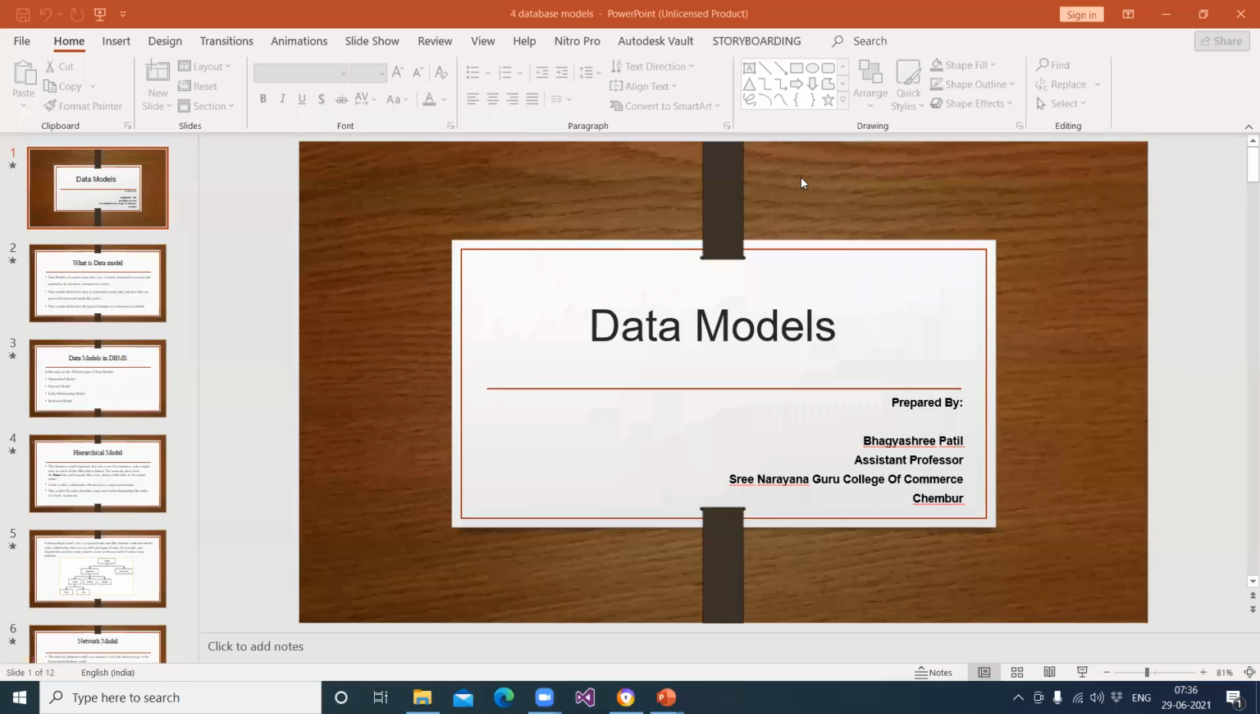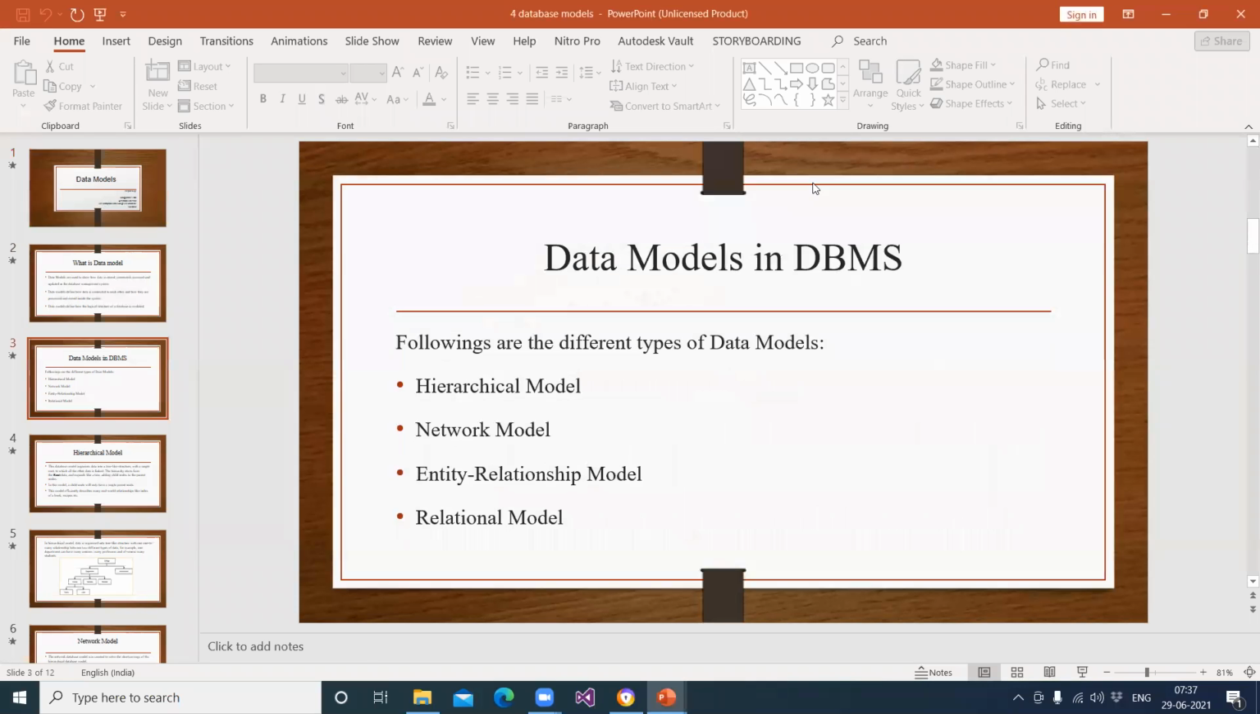Data models are used to show how data is stored, connected, and updated. How the data will be stored, how the data are connected to each other, that is what we are going to show in the data models. There are different types of data models. Already we have covered them in the last lecture.